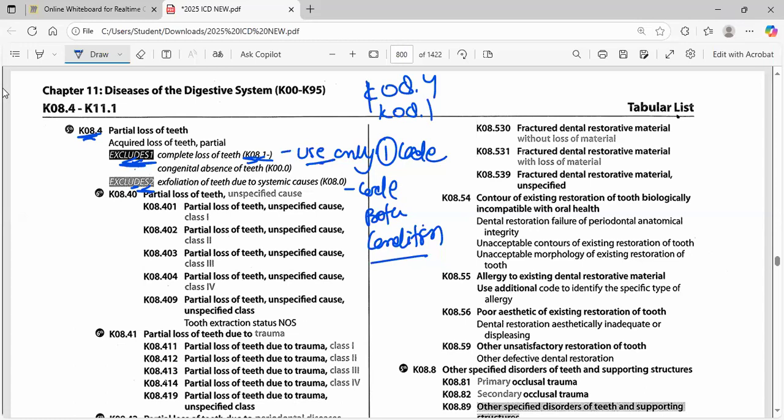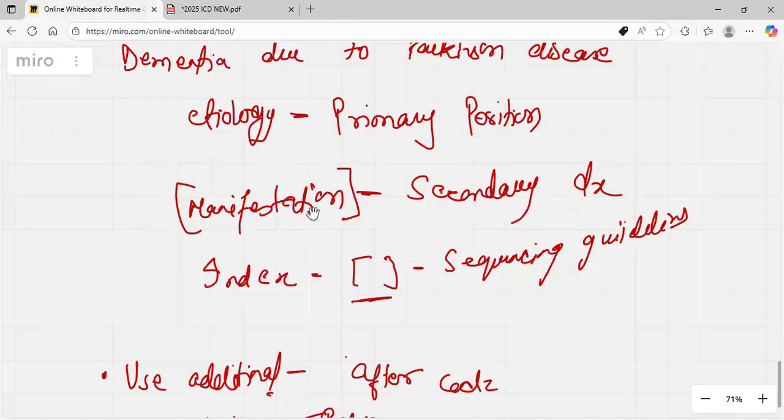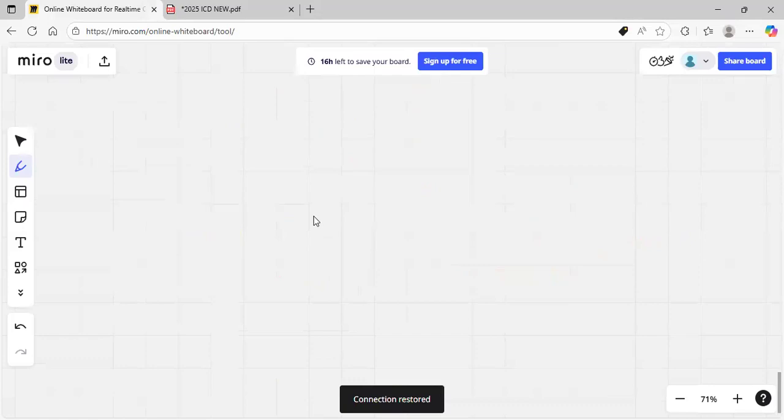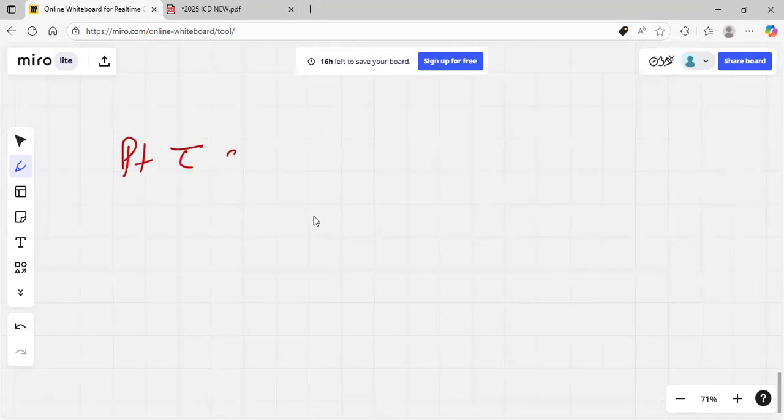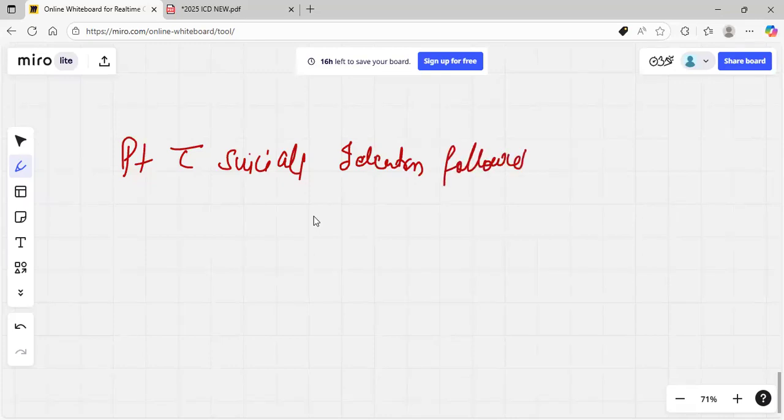Okay. Let's do this question together. So our question states, patient with suicidal ideation followed by attempt. So we have to find out the code for both the conditions.